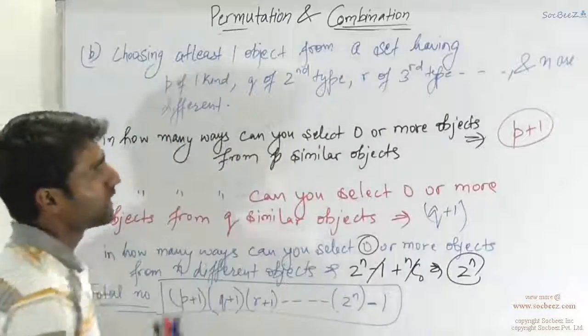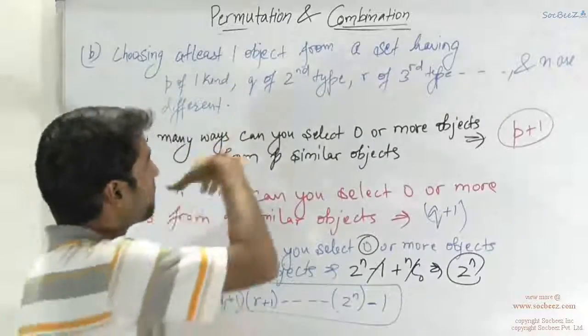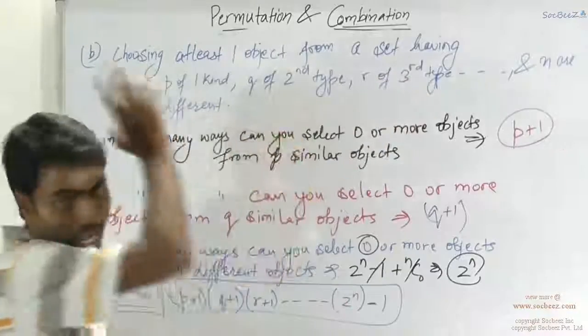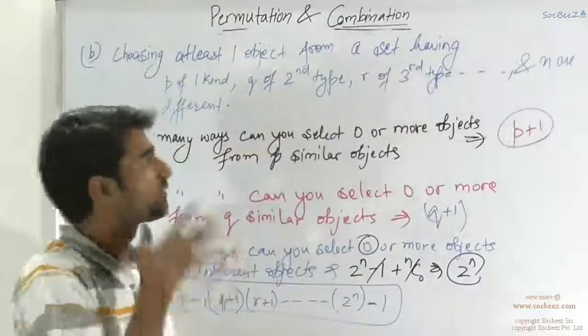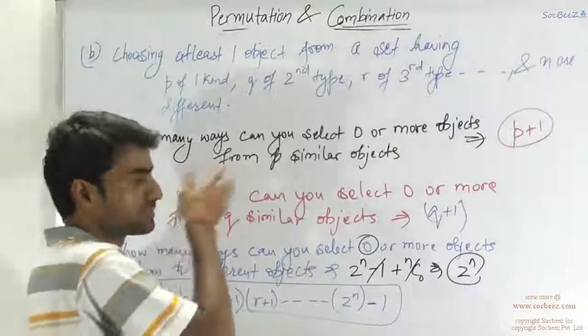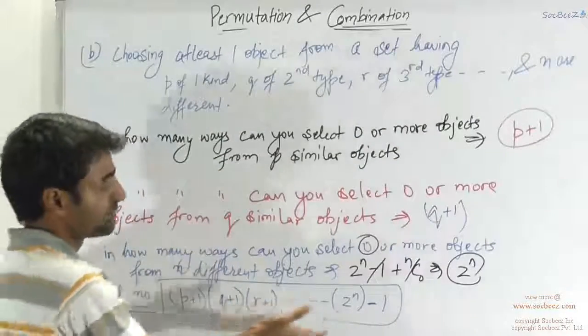So you have to just break this into sub-problems, that is choosing from the first kind, second kind, third kind, fourth kind, and you have no restriction on choosing from which type you have to choose the element. So you have to use the principle of multiplication and you will get this result.